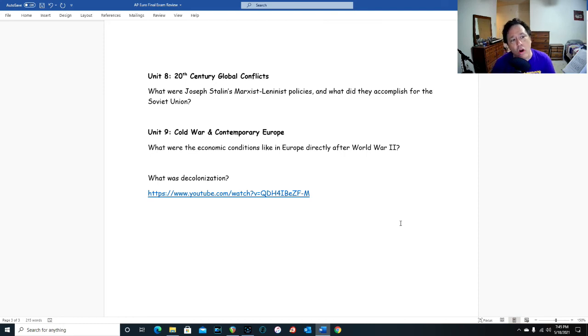So what were Joseph Stalin's Marxist-Leninist policies, and what did they accomplish for the Soviet Union? And what do we know about Stalin? Stalin was a diehard communist and at the same time, unlike Trotsky and unlike Lenin, a diehard nationalist. Stalin felt no need at all to seek cooperation with other nations. He was also quite paranoid.